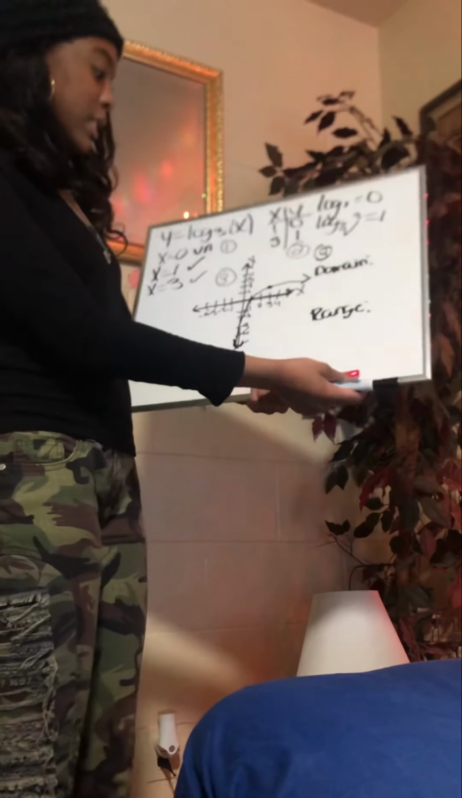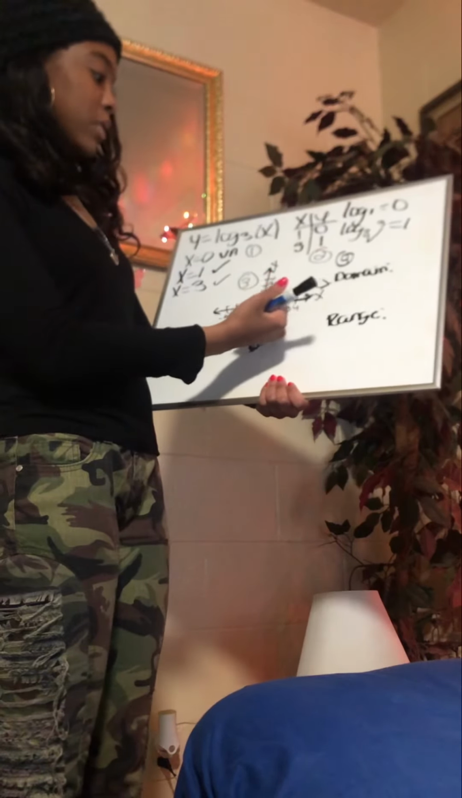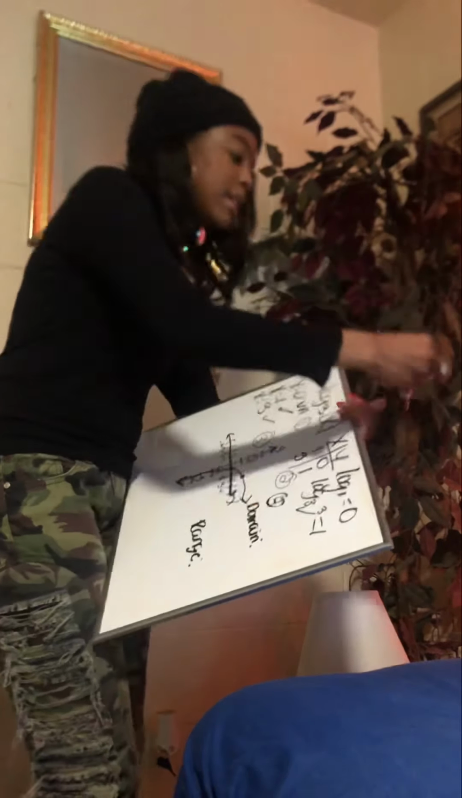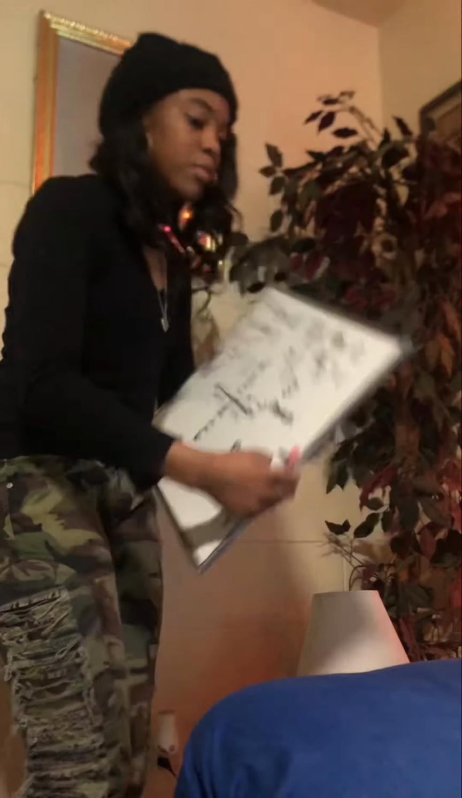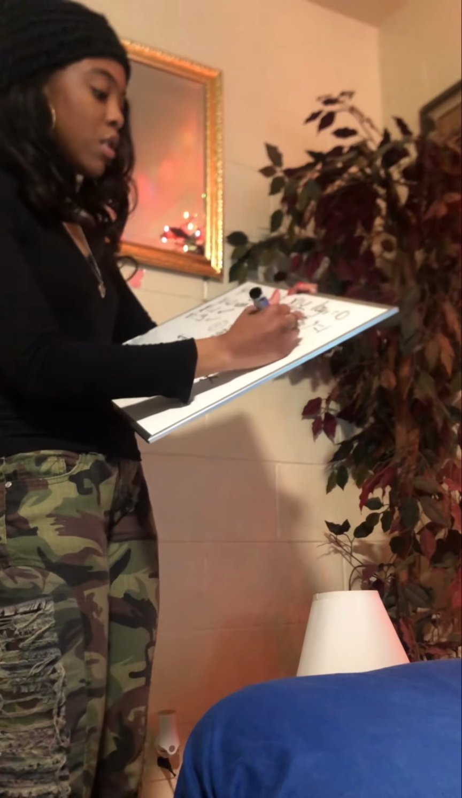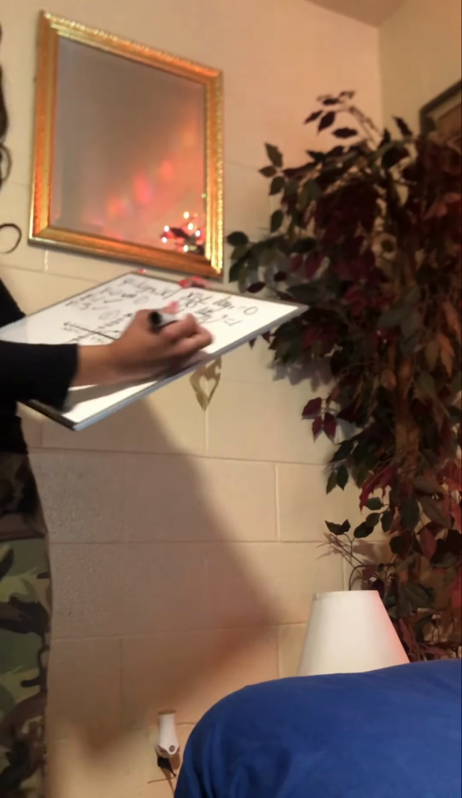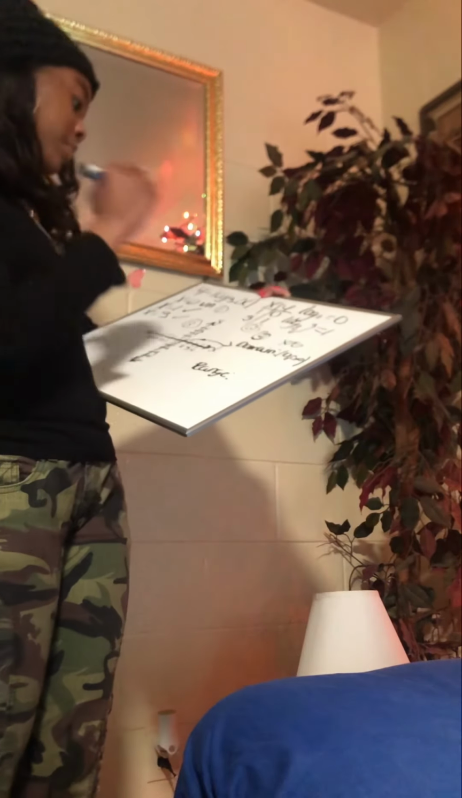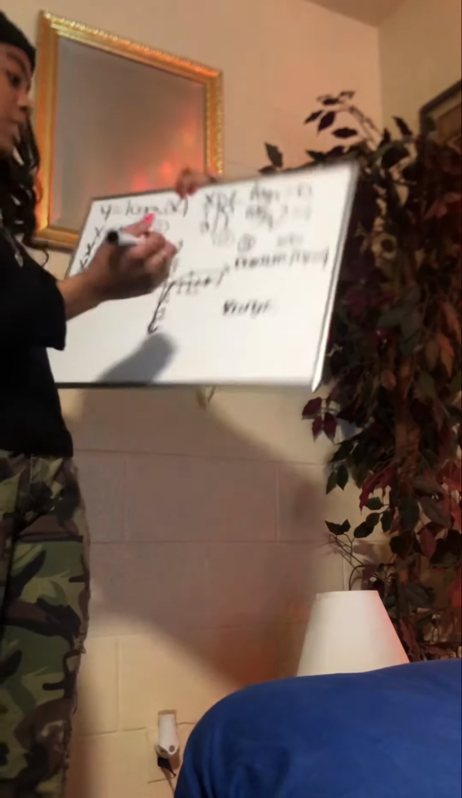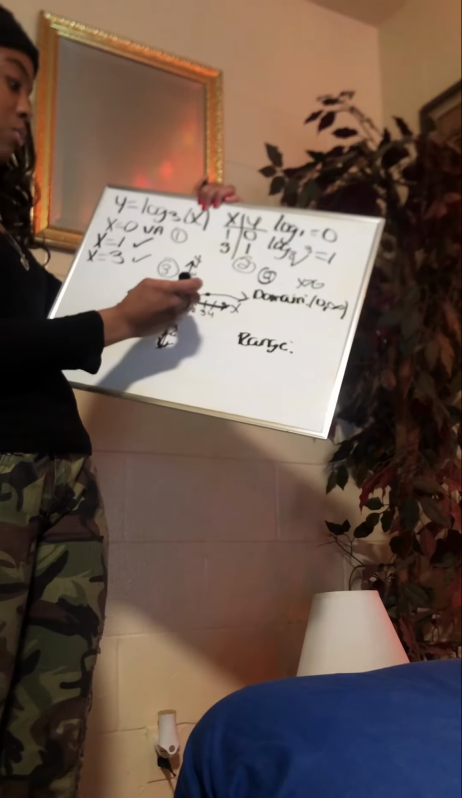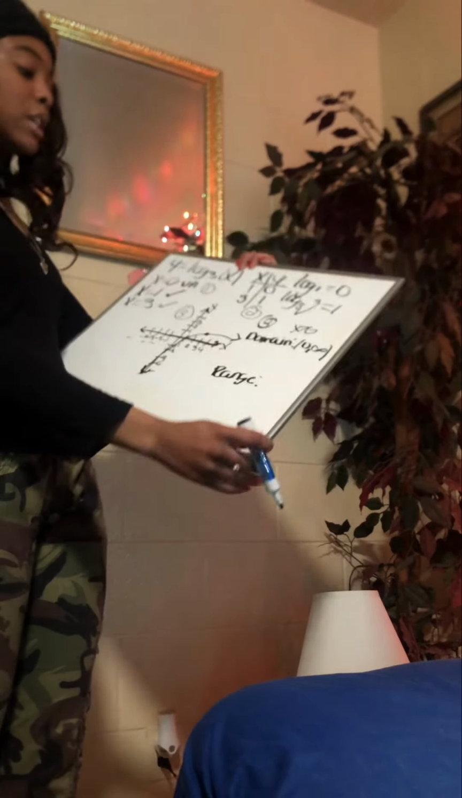As you can see, the further you go back this way, you can't. So your domain will be x is greater than 0. You could write it like that, but I would choose to write mine like 0 to positive infinity, because it can't go no further back. So, 0 to positive infinity. That's how I choose to write mine.